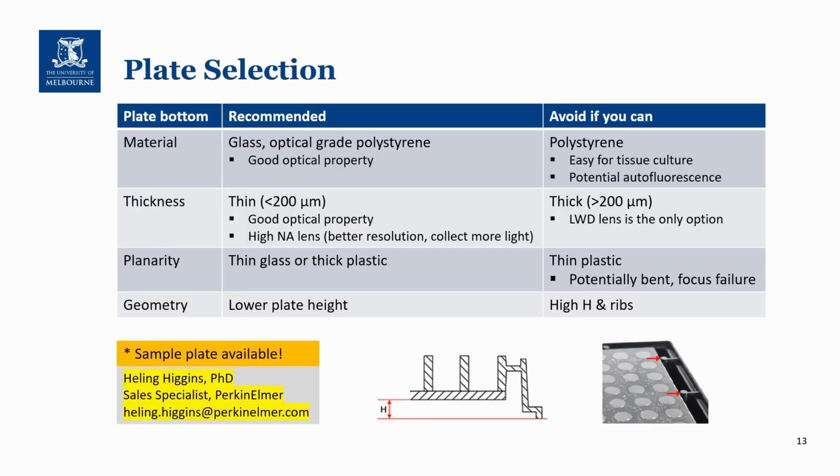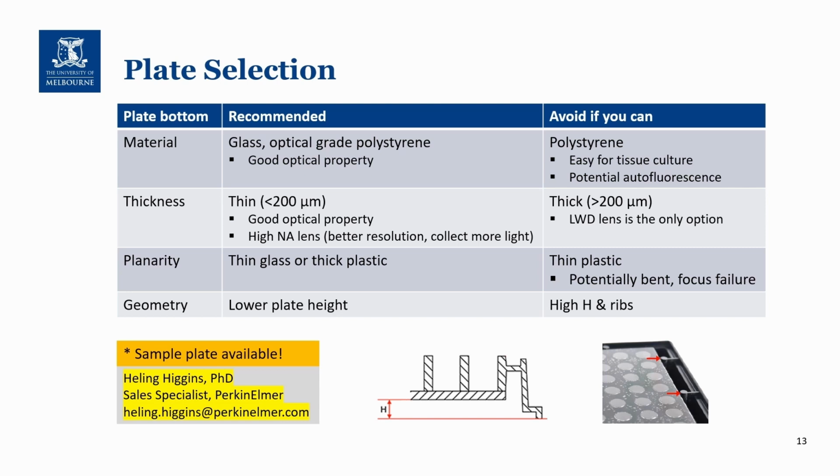There are a few important considerations when you are selecting a type of plate to use. First, think of the material that makes up the plate bottom. It's recommended that the plate should have a glass bottom or optical grade polystyrene because these have good optical properties. And you should avoid, if you can, polystyrene that's used for tissue culture, as this can have potential autofluorescence.